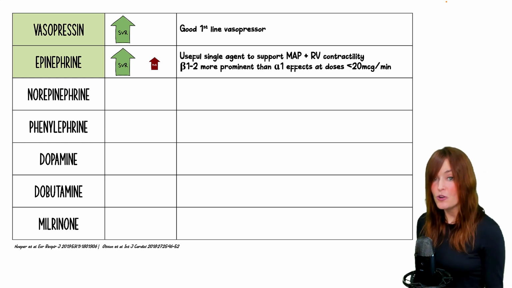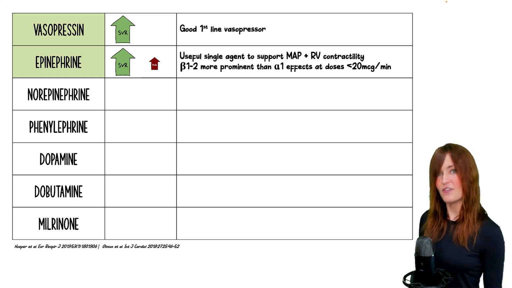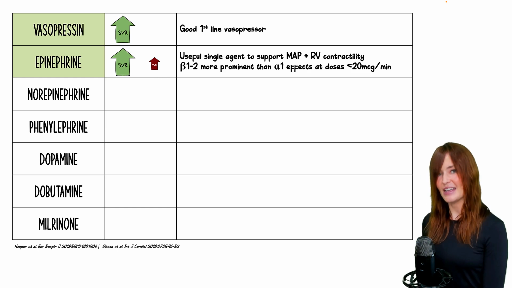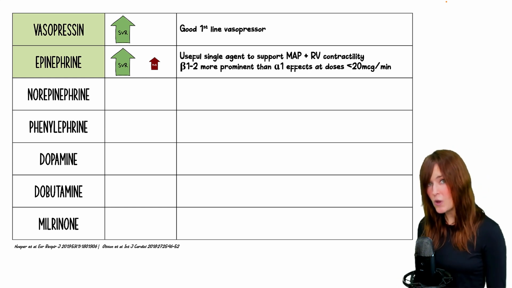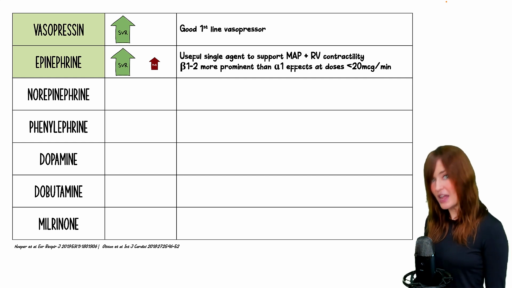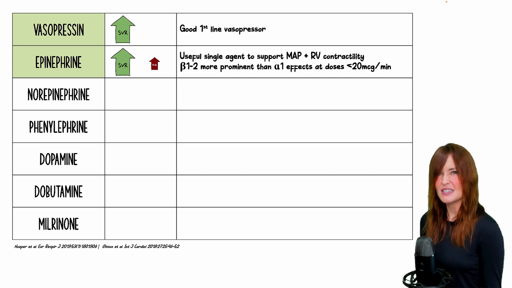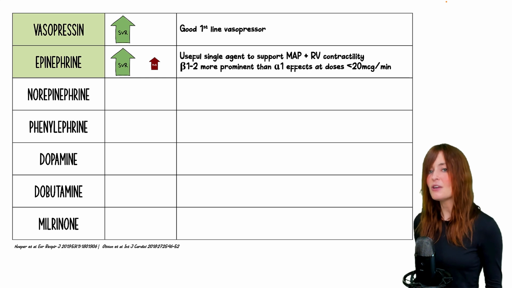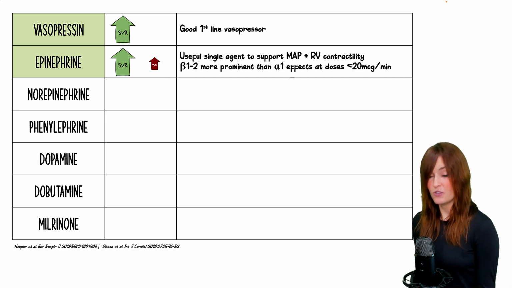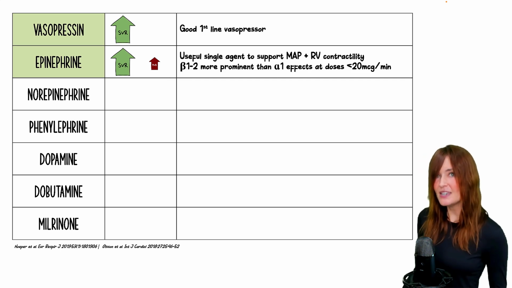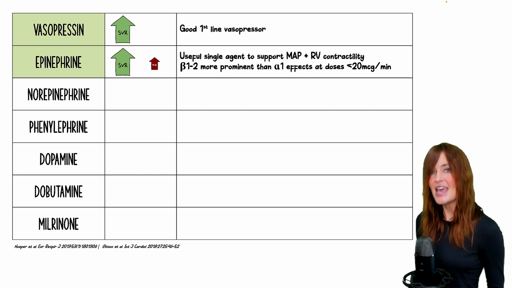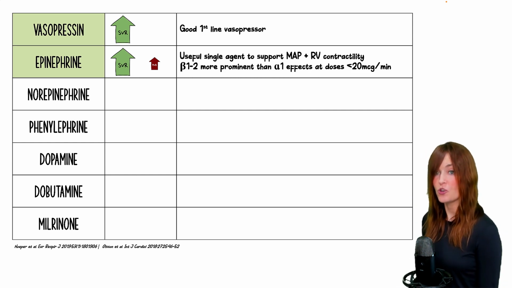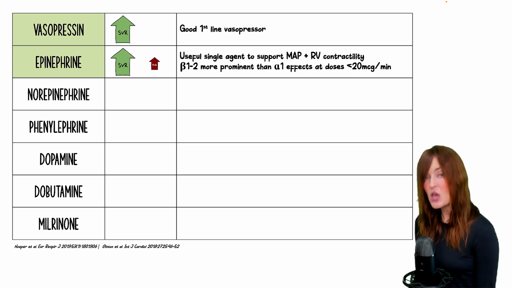Epinephrine also is a good first line because it'll support your systemic vascular resistance, but because it has both alpha 1, as well as beta 1 and beta 2, that beta 2, especially at lower doses, balances out that alpha 1. So at doses of less than maybe 20 mics per minute or so, that beta 2 is favorable, and you get really nice systemic vascular resistance increase without a ton of increase in your pulmonary vascular resistance. In addition, it can help support your RV contractility, which is the next step. So epi is also a really good first choice.